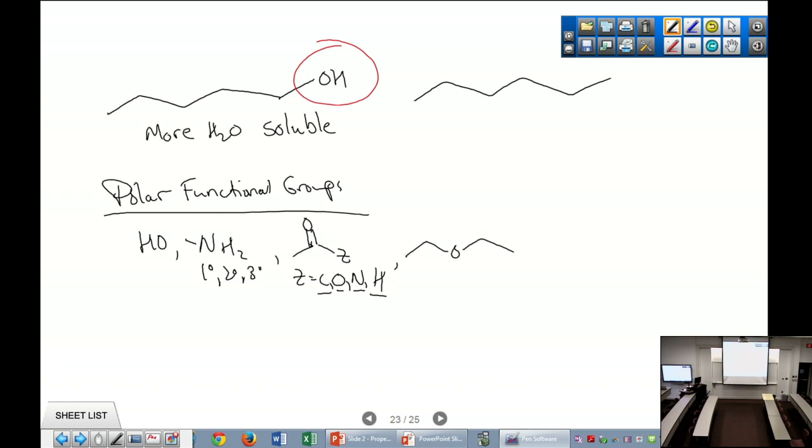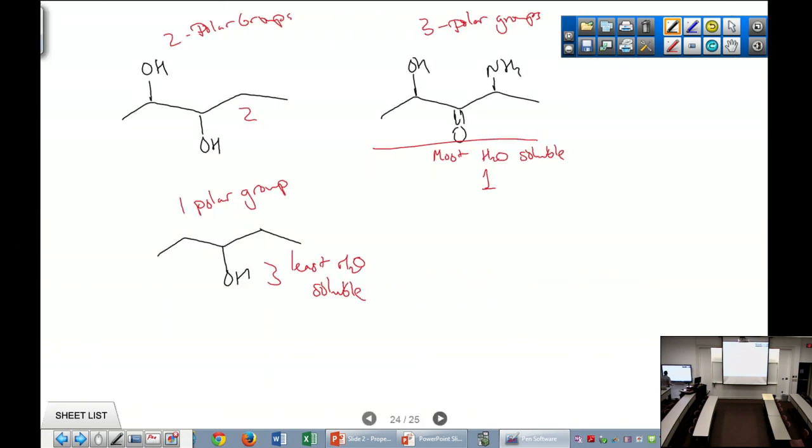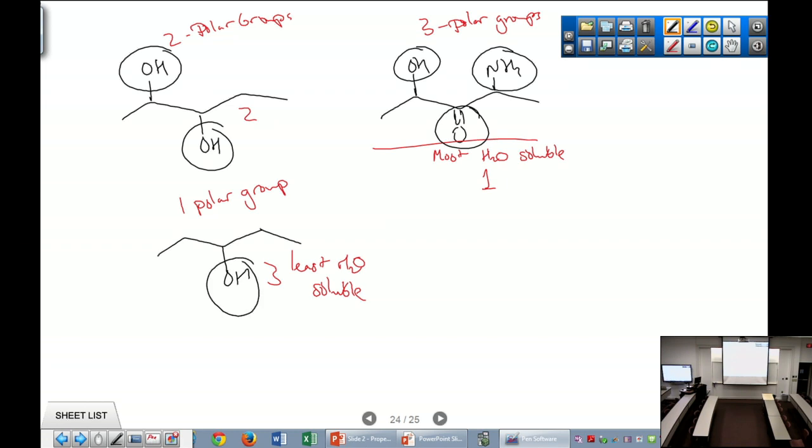All right. So look at this. Oops, I apparently forgot to erase everything on this. That's all right. So I've got 3 polar functional groups here. 1, 2, 3. Right? I've got 2 polar functional groups here. I've got 1 polar functional group here. So comparing these, the one with 3 polar functional groups is going to be the most water soluble. Then the one with 2 polar functional groups is second, and then the one with only 1 polar functional group is third.